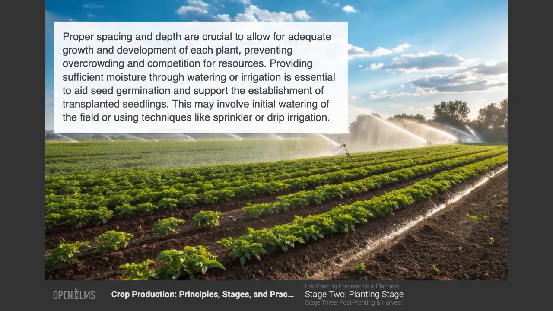Proper spacing and depth are crucial to allow for adequate growth and development of each plant, preventing overcrowding and competition for resources. Providing sufficient moisture through watering or irrigation is essential to aid seed germination and support the establishment of transplanted seedlings. This may involve initial watering of the field or using techniques like sprinkler or drip irrigation.